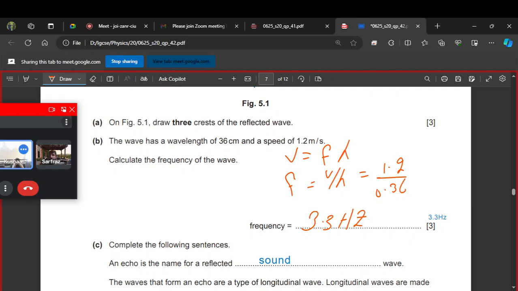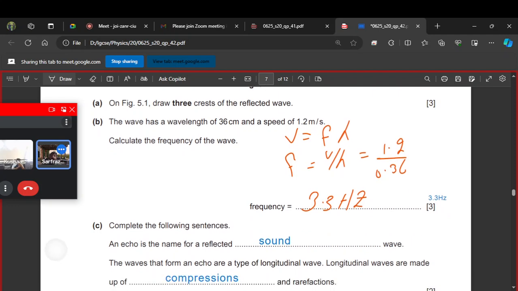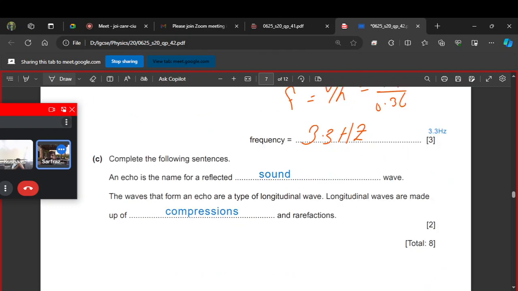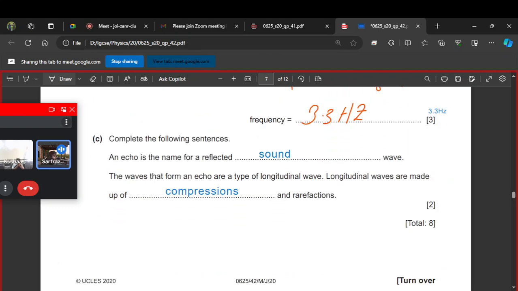Okay. Next question is about filling in the blanks. Complete the following sentence. An echo is the name of a reflected sound wave. This is a simple one. The waves that form an echo are a type of longitudinal waves. Longitudinal waves are made up of compression and rarefaction. Simple thing. Is there any confusion in these fill in the blanks?